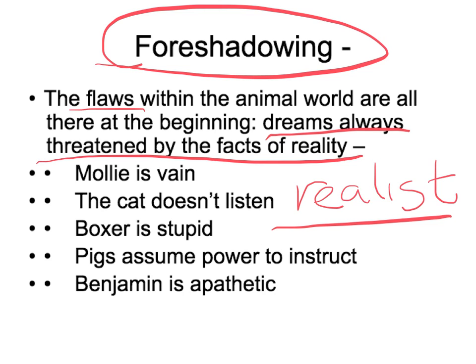So it's not just the fact that the pigs destroy everything. You can see from this, by Orwell's use of foreshadowing, that all the flaws that become big and huge and problematic in the rest of the novel are there from the start, because Orwell is giving you a realistic worldview. Okay, next slide.